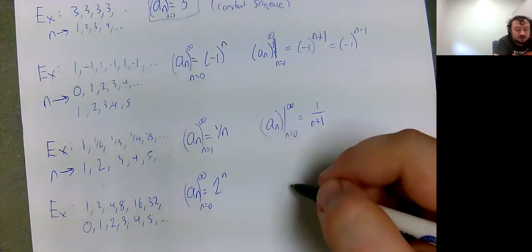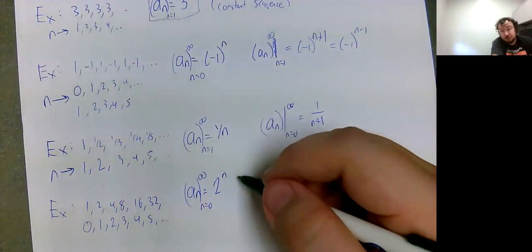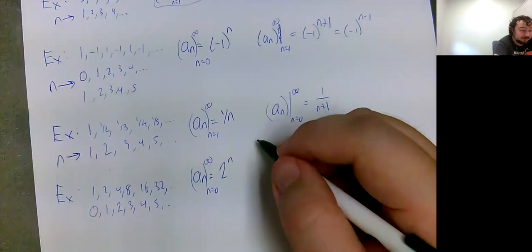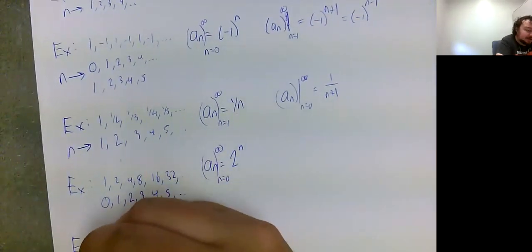If I wanted to start this one at 1, I could have the same formula. It would just be 2 to the n minus 1. All right, the next one, let's take a look at this.